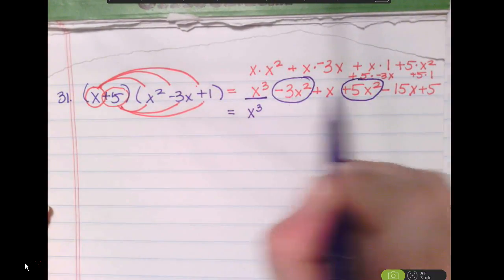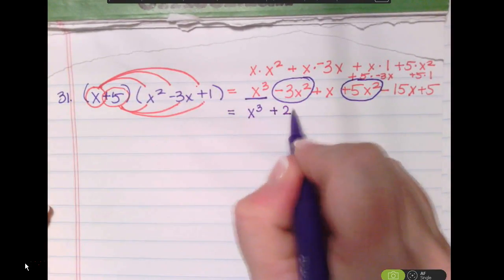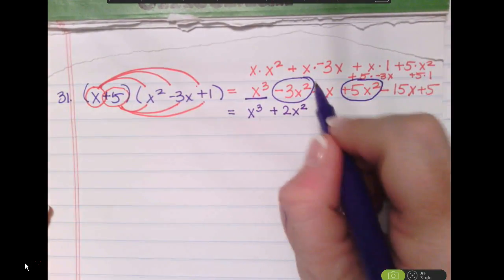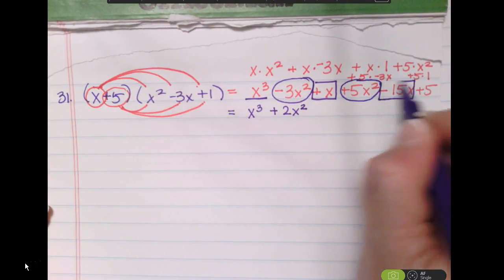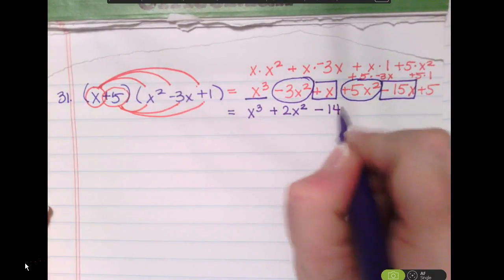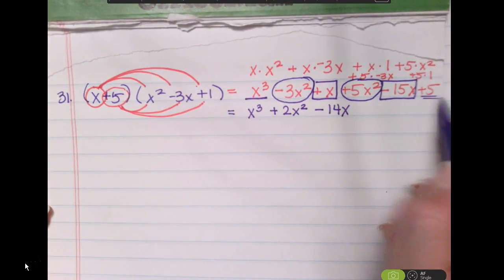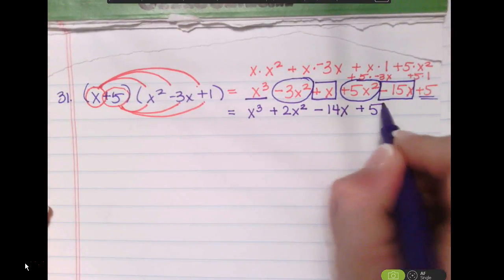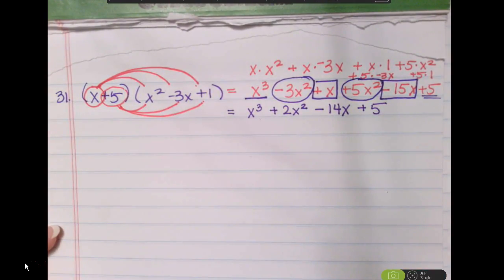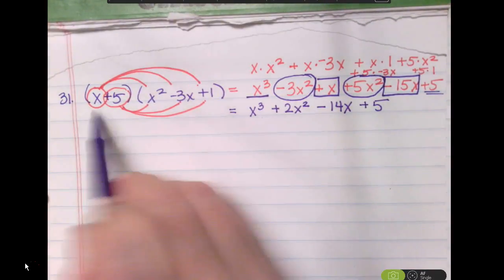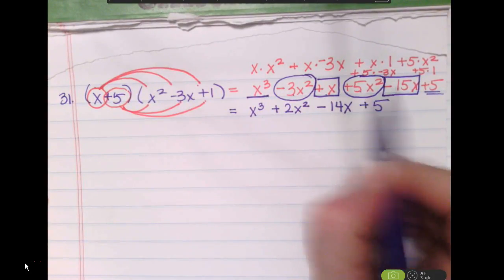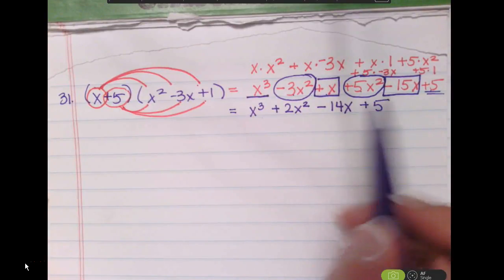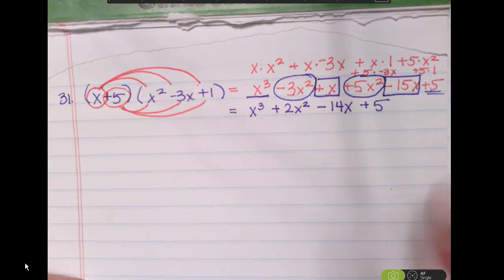So I've got -3 plus 5, which is plus 2 x squareds. Then I'm going to go to my x's and put a box around those. So I've got plus 1 minus 15, which is minus 14x. And then I'm going to double underline my constant. So that helped me keep track of my like terms, and now I've got my final answer. So we had a binomial times a trinomial, and we ended up with 1, 2, 3, 4, 5, 6 terms, and then those were able to simplify into 4 terms.